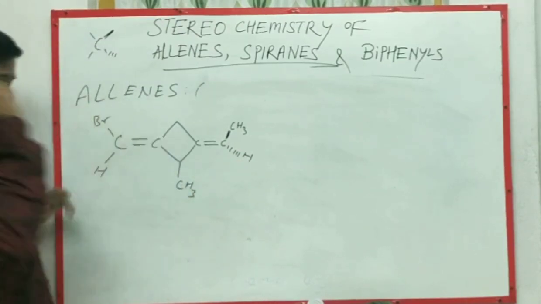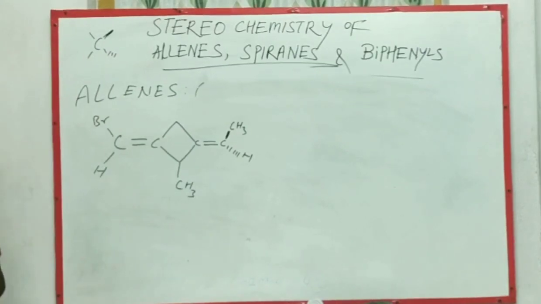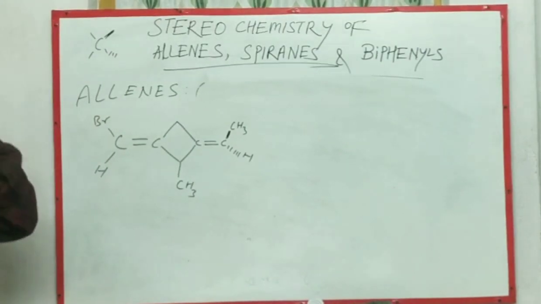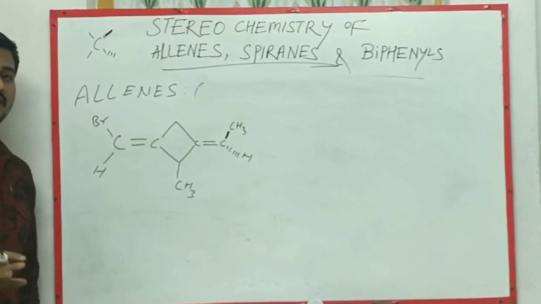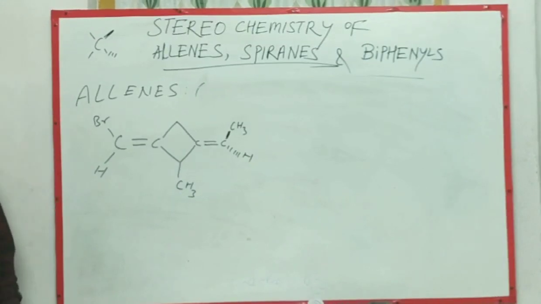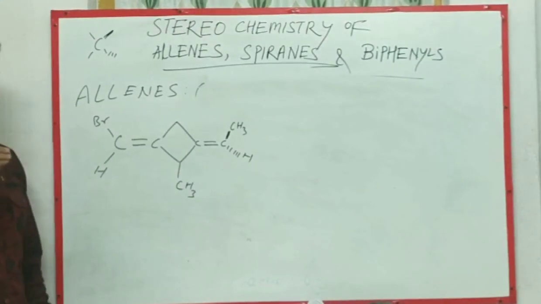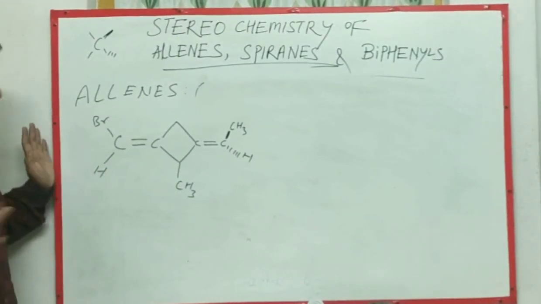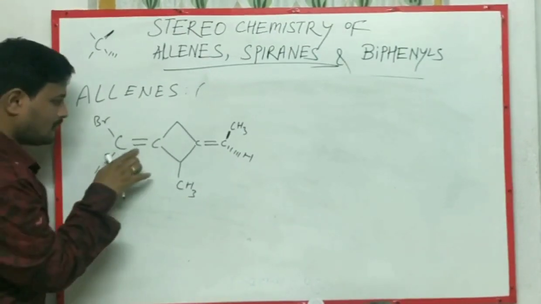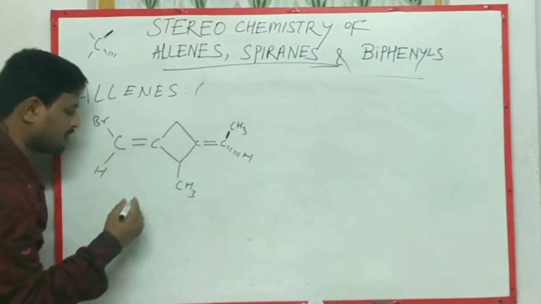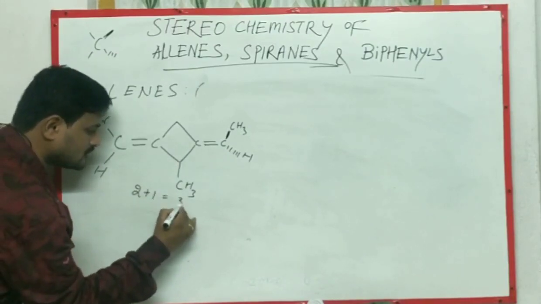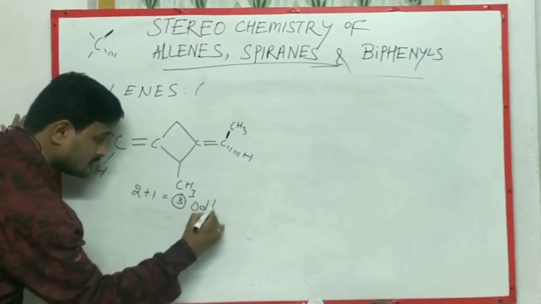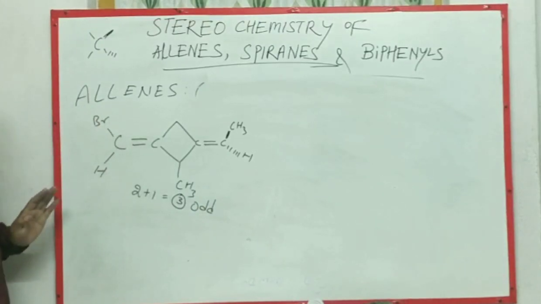My question is, is the molecule optically active or inactive? Just observe. Instead of double bonds, rings are also considered. The first condition is the number of double bonds and rings: 2 double bonds plus 1 ring equals 3. It is odd.